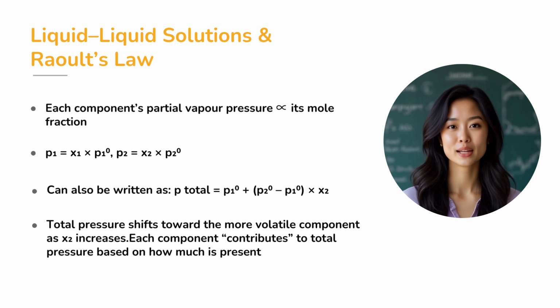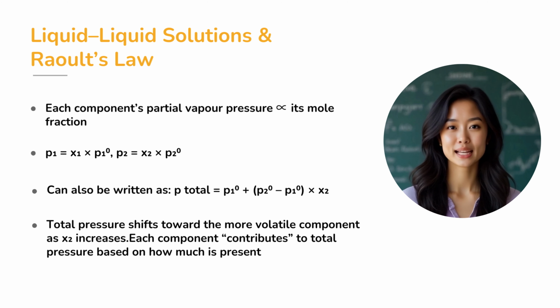So what does this mean? X1 and X2 are the mole fractions of the two components in the liquid phase. P1 naught and P2 naught are the pure component vapor pressures, and P total is the overall vapor pressure exerted by the solution at equilibrium. In other words, each component contributes to the total pressure in proportion to how much of it is present in the solution. The total vapor pressure is P total equals P1 plus P2 equals X1 times P1 naught plus X2 times P2 naught. We can also write it in terms of a single mole fraction.